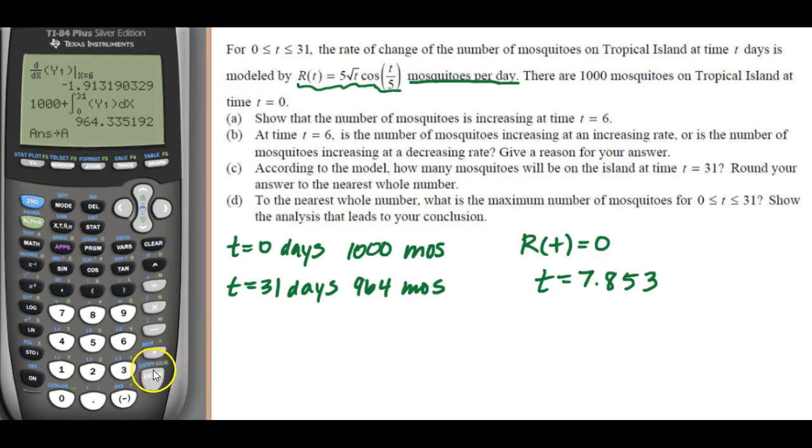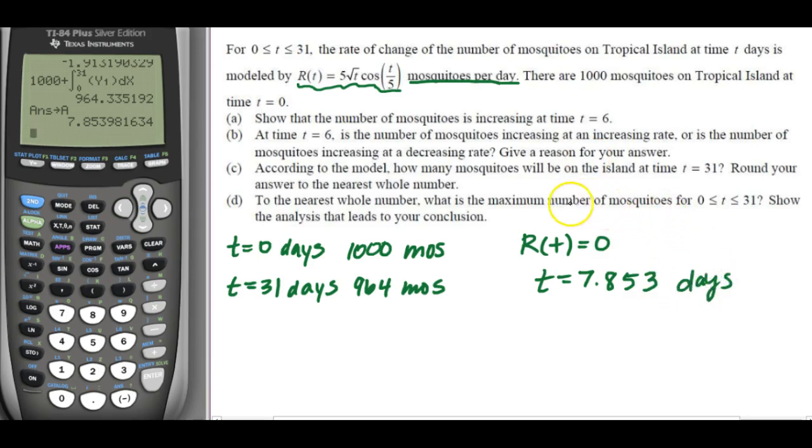Usually we pick A, it's closest, and then we hit enter. And then we wrote it down so we remember. A is now 7.853, and it's the exact answer with all of the decimal places stored. So now I want to keep and hold that number. That answer is in terms of days. Whoops, days. So potentially the maximum number of mosquitoes happens at 7.853 days.